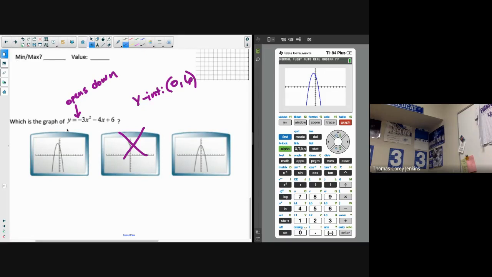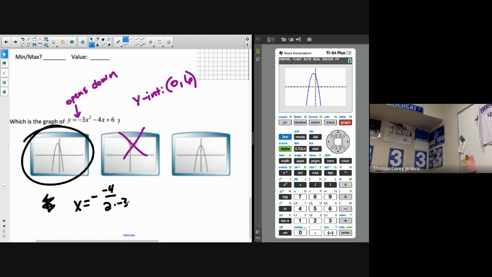Okay. And again, like I said, we could have actually solved that algebraically if we said, what's the axis of symmetry? So that would be x equals negative b, so negative 4, over 2 times a, which is negative 3. Give it a second to catch up. So count up your negatives, 1, 2, 3. It's going to be negative something. And you got 4 over 6, so negative 2/3.